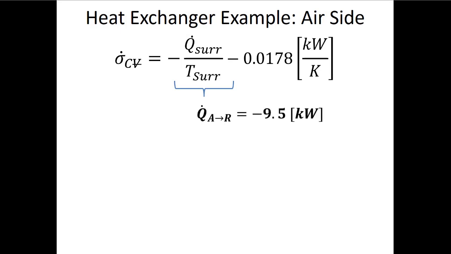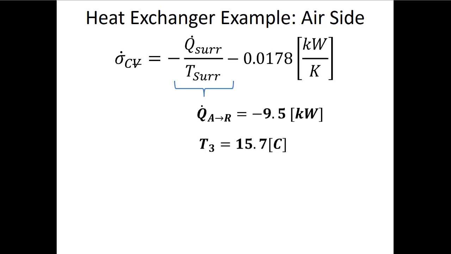So I know that the heat transfer from the air to the refrigerant is negative 9.5 kilowatts. That's the heat transfer rate because the air is cooling down. Heat in is positive, so heat out must be negative. So that gets us through one of the problems of dealing with this particular term, right? But there's other problems too. Namely, we have to figure out which temperature to pick.